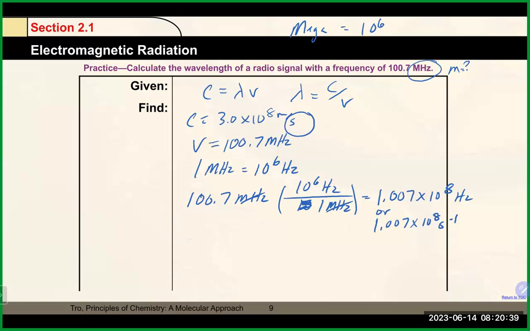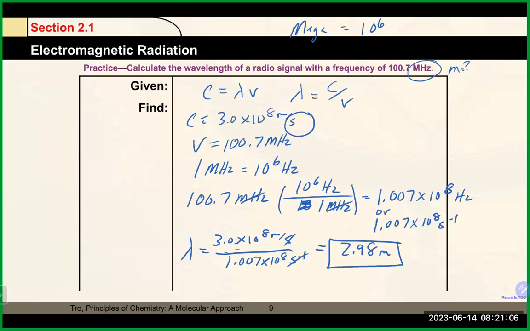So we're going to do a little wavelength action there: 3 times 10 to the 8 meters per second divided by 1.007 times 10 to the 8 reciprocal seconds. Once again, those units are going to cancel out and leave us with meters. Using our exponent button, we're going to get something like 2.98 meters in this case. Any question on that?